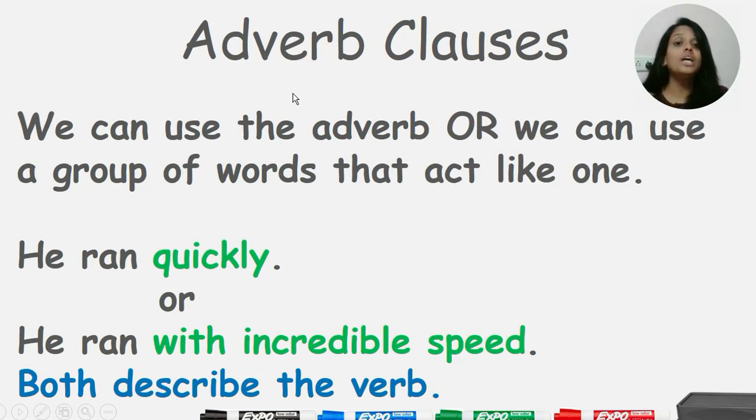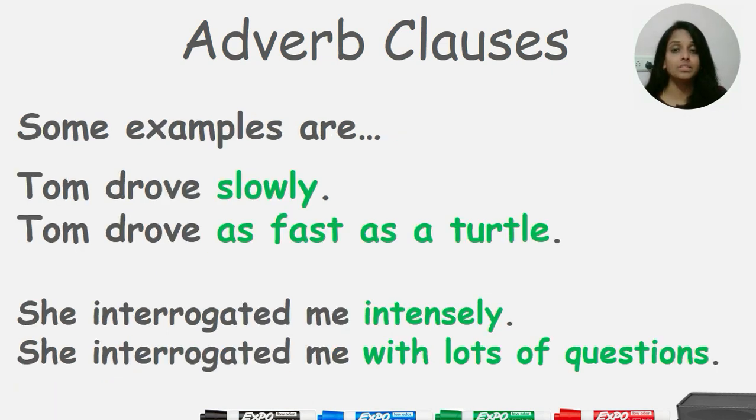And the next one is adverb clauses. So here again, it's the same formula. We can either use the adverb directly or you can use a group of words that act like one. You can say, for example, he ran quickly or he ran with incredible speed. Both describe the verb ran, isn't it? So these things we call adverb clauses.